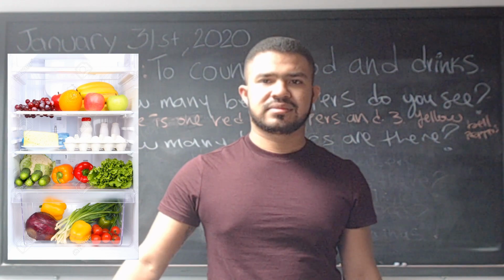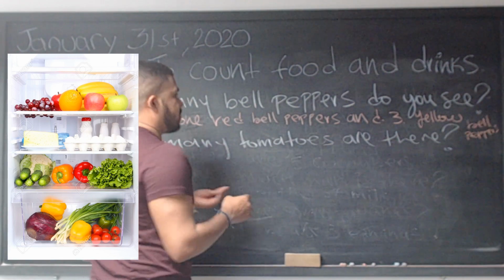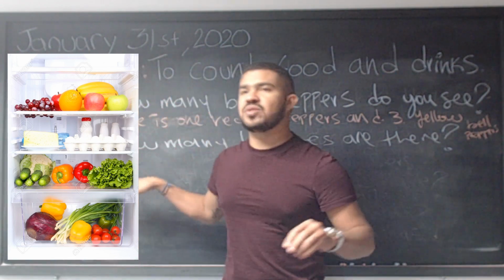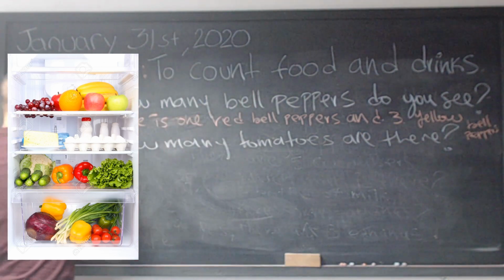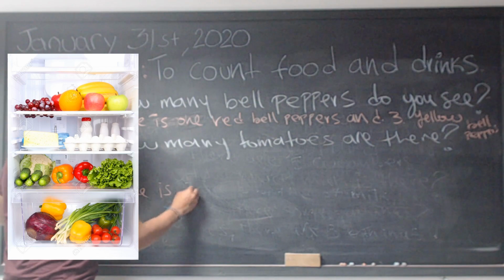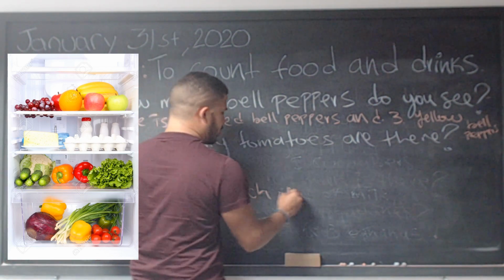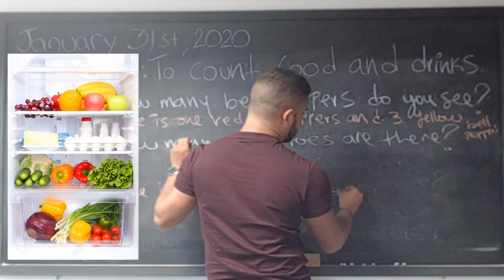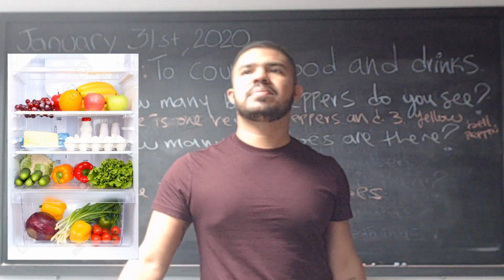Valentina, there is a bunch of grapes. Okay, good, excellent. That's not the answer to the question, but I'm going to write that because that's a new expression. There is a bunch of grapes. That is good. Perfect. More examples?